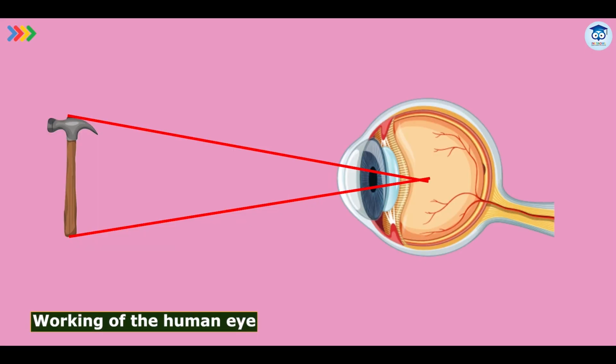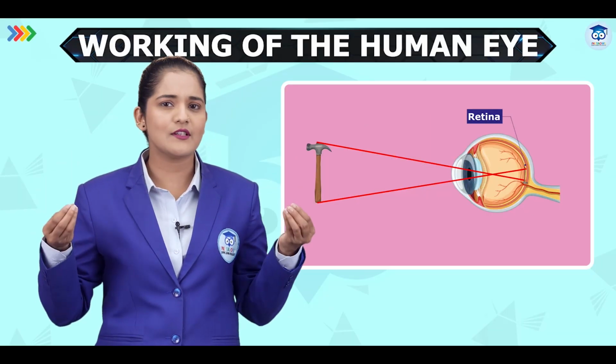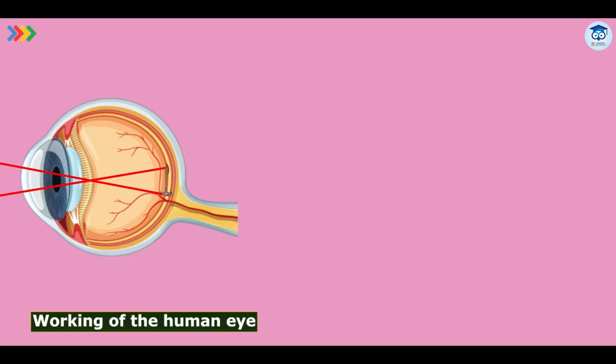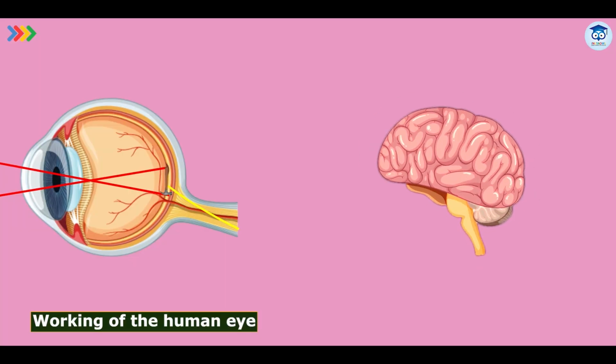Now, here is an interesting part. The image formed on the retina is real and inverted, just like the ones we've seen in lens diagrams during ray optics. The retina contains photoreceptor cells called rods and cones, which convert this image into electrical signals. These signals are then transmitted through the optic nerve to the brain. Where the final step occurs, the brain interprets the signals, flips the image upright, and instantly recognizes it as a hammer, complete with shape, color, and detail.